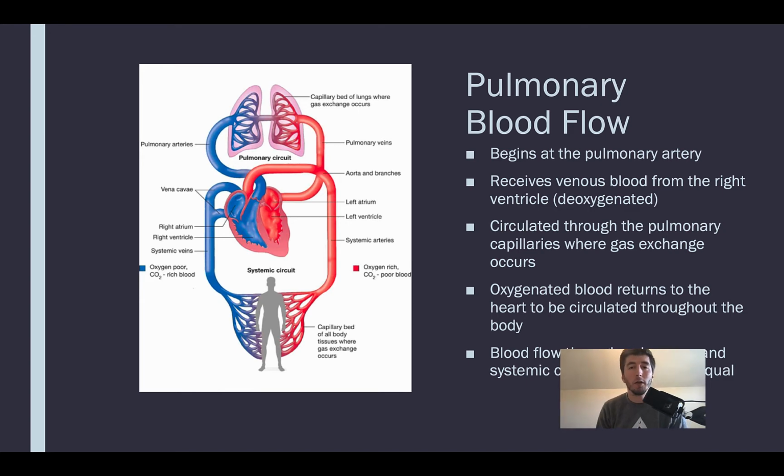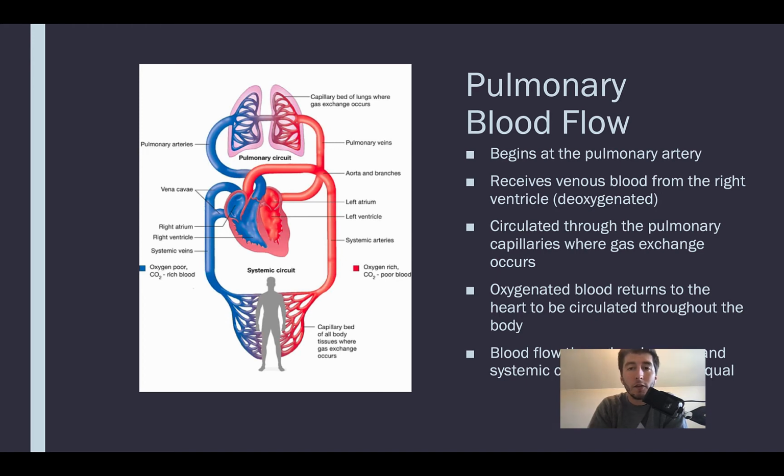How are we getting the blood? Where's it going? All that wonderful stuff, right? Essentially, pulmonary blood flow is going to begin at the pulmonary artery, right? So just outside of the heart. What part of the heart, though? Well, it's going to be right outside of the right ventricle.